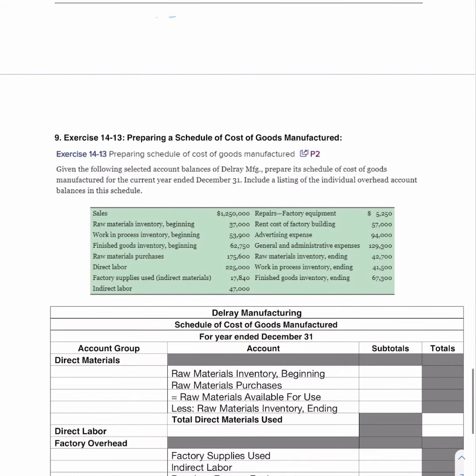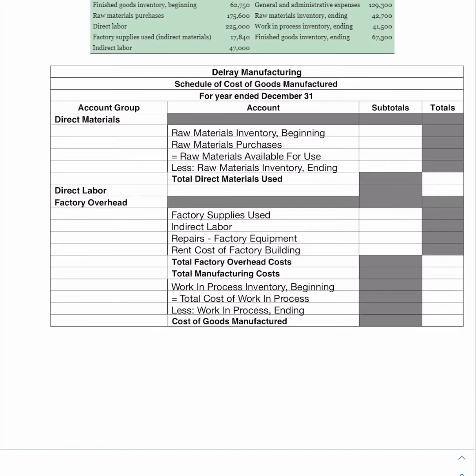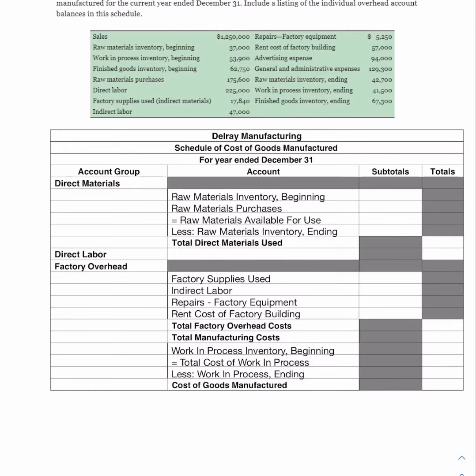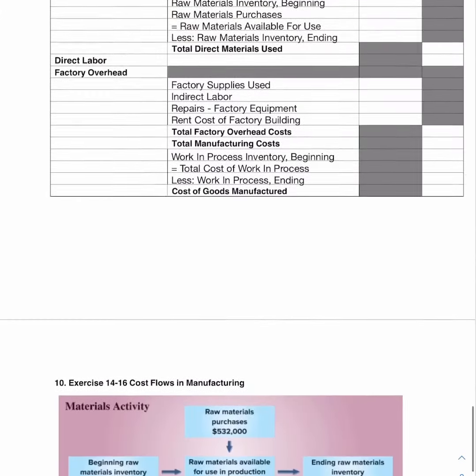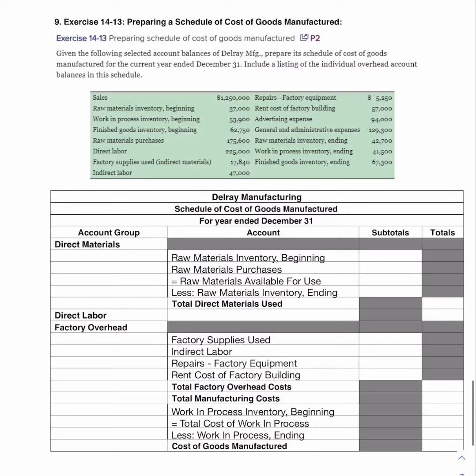So for question number 9, what we see then is this idea of preparing a schedule of cost of goods manufactured. What we're going to do here then is take the information that they have given us in this table, and we're just going to try to put it together in a useful format.